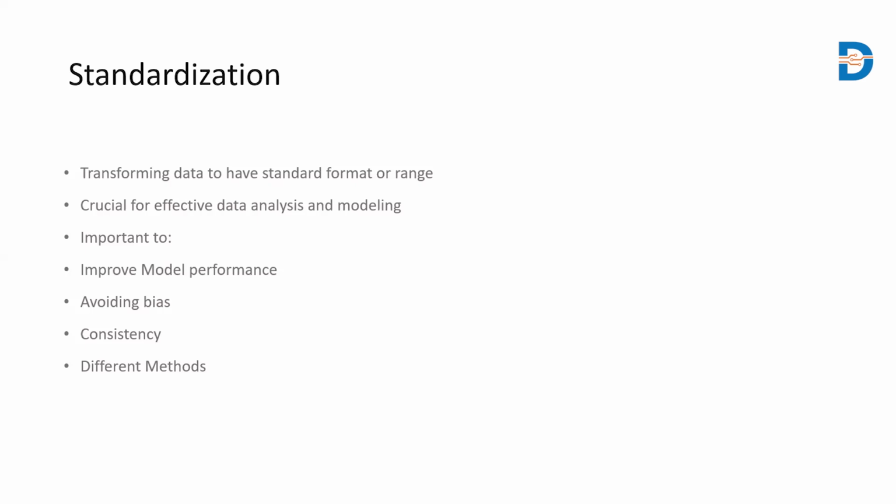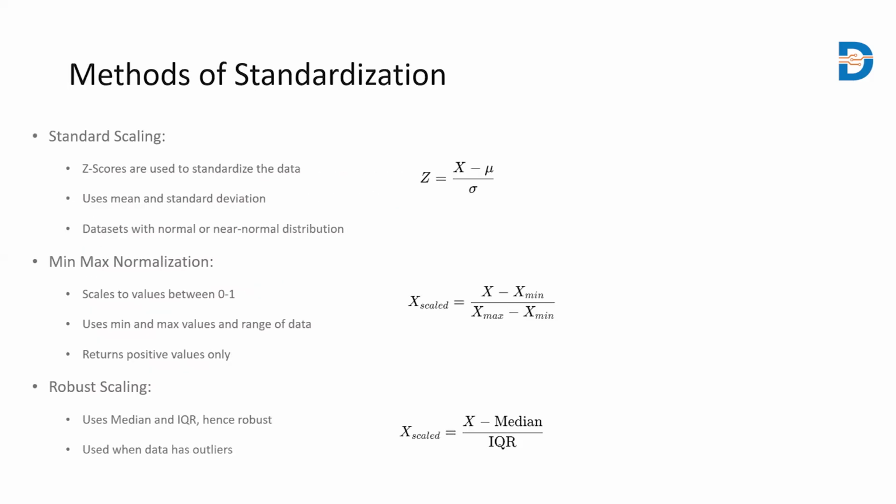Standardization also ensures consistency and ensures that the data from different sources or units can be meaningfully compared and used in our models. Let us learn about different methods of standardization. There are different methods present in the scikit-learn library, preprocessing module. The three common methods of standardization are standard scaling, which is also called Z-score normalization.